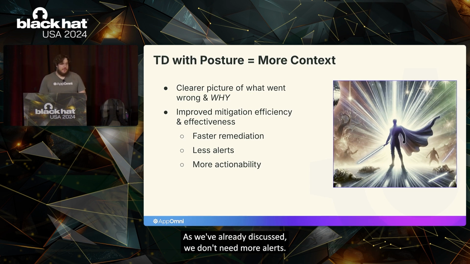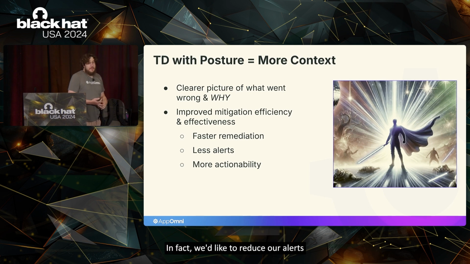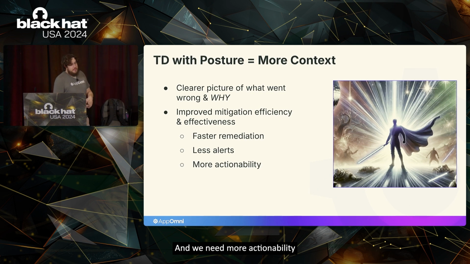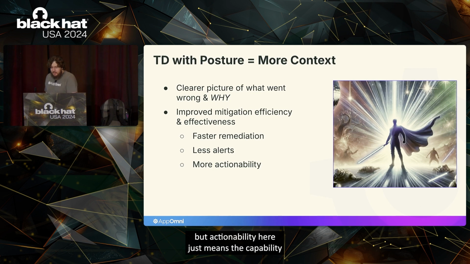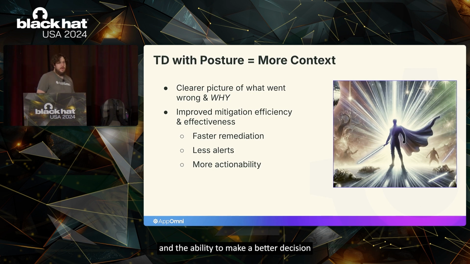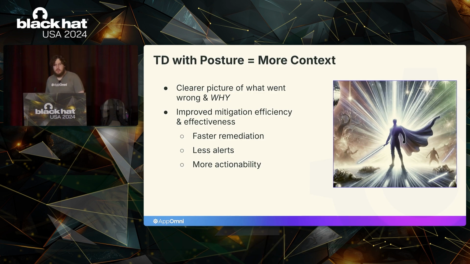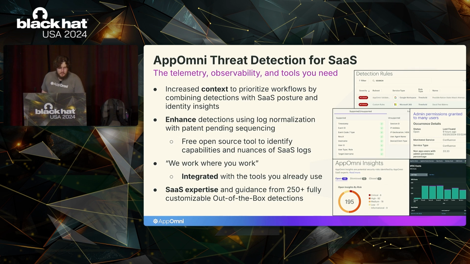As we've already discussed, we don't need more alerts. In fact, we'd like to reduce our alerts so that we have things that are immediately investigatable, immediately triageable, and immediately respondable. And we need more actionability. And again, kind of a buzzword, but actionability here just means the capability and the ability to make a better decision using the information that is available to you.